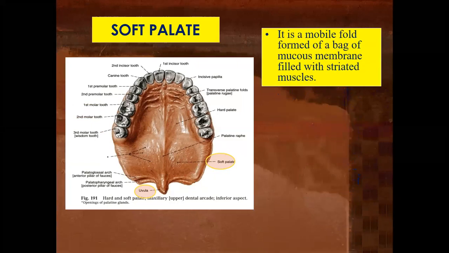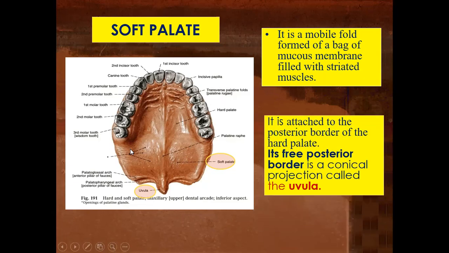The soft palate is a mobile fold formed of a bag of mucous membrane filled with striated muscles. It is mainly muscular, made up of striated muscles. Striated means voluntary muscles, and it is covered by mucous membrane. So this is the mobile fold. The bony part is not mobile, but the muscular part is mobile.